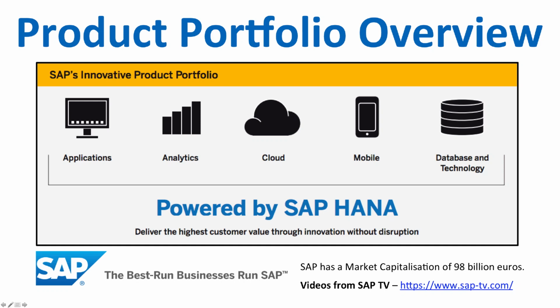So the product portfolio: they make applications, they do analytics, they have a cloud platform, they have a mobile platform, and they have database technology, SAP HANA, which we can talk about later in the next video actually.